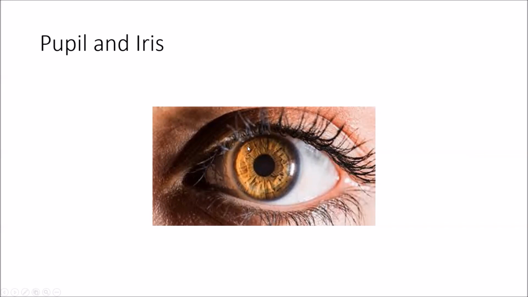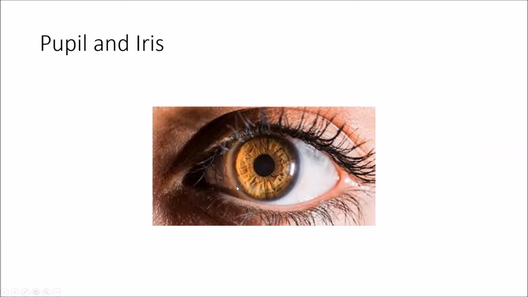Okay, the iris is the colored part of your eye. You find that this is basically the part of the eye that gives our eyes different colors, such as blue for some people, brown for others, black for other people. Okay, so the colored part is what you call the iris.